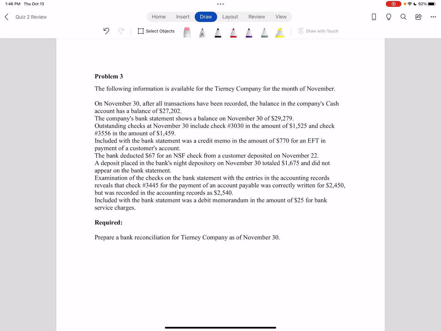We want to make sure that we've got our amount of cash right. Make sure nobody has stolen from us, etc. So it's a key control. It's a key internal control, this cash reconciliation.